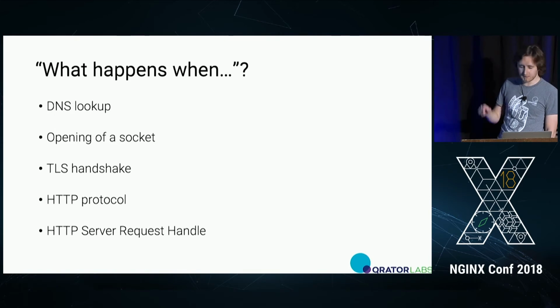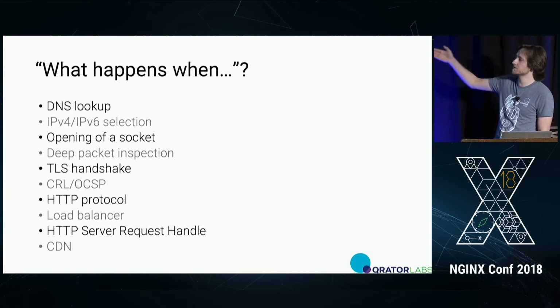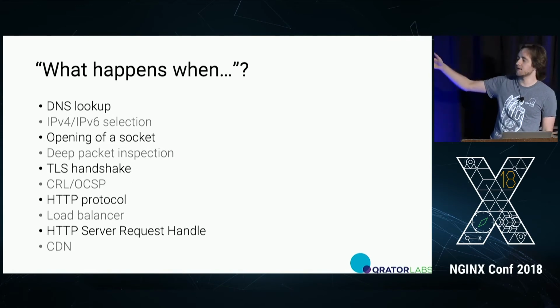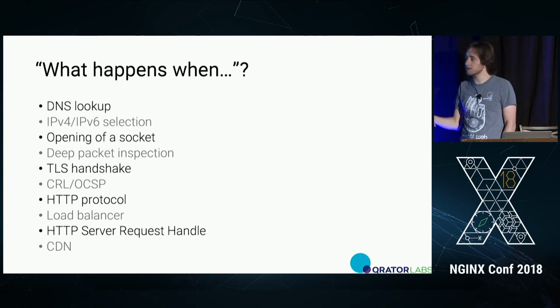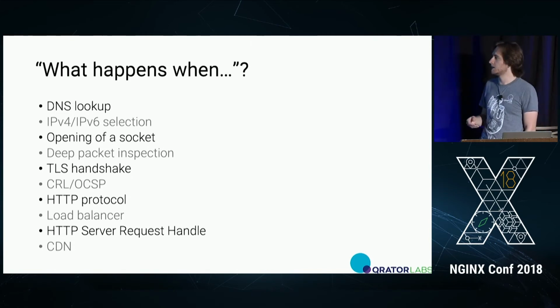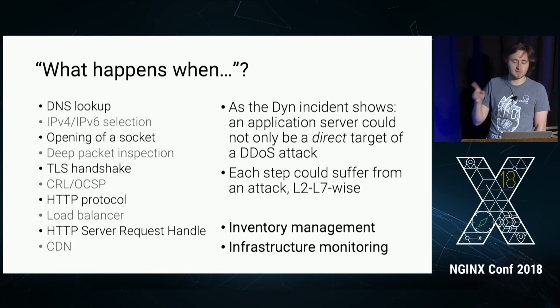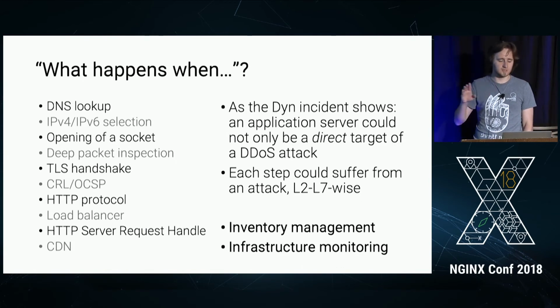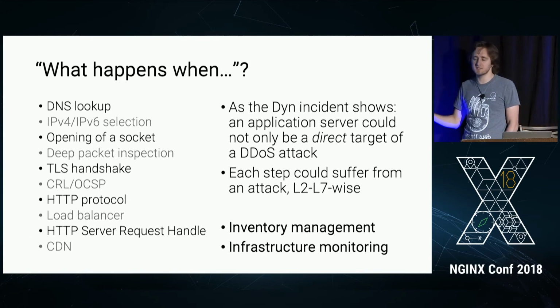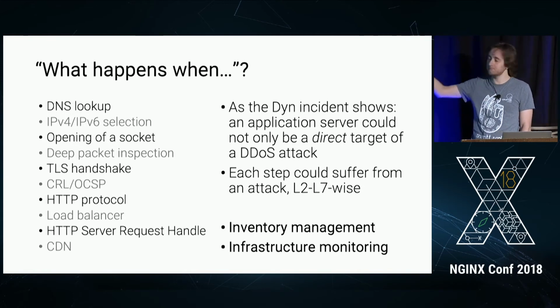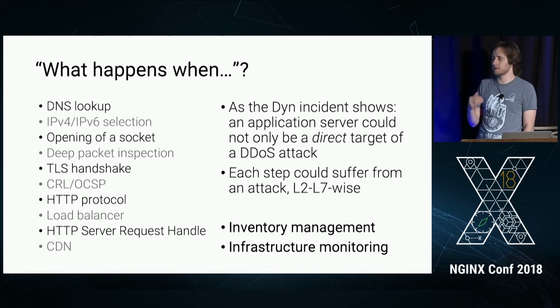This list, by the way, is not complete because today you have a lot of things like load balancers and deep packet inspection and also TLS stuff like CRL or OCSP. In case you have a must staple in your TLS certificate, in case an OCSP server goes down, your service basically after some time won't be available for users. Also CDNs. As the Dyn incident with DNS shows us, an application server could not only be a direct target of a DDoS attack, but also might be an indirect target, and any dependent service could also be affected. So each step here could suffer from an attack, ranging on all the network layers.